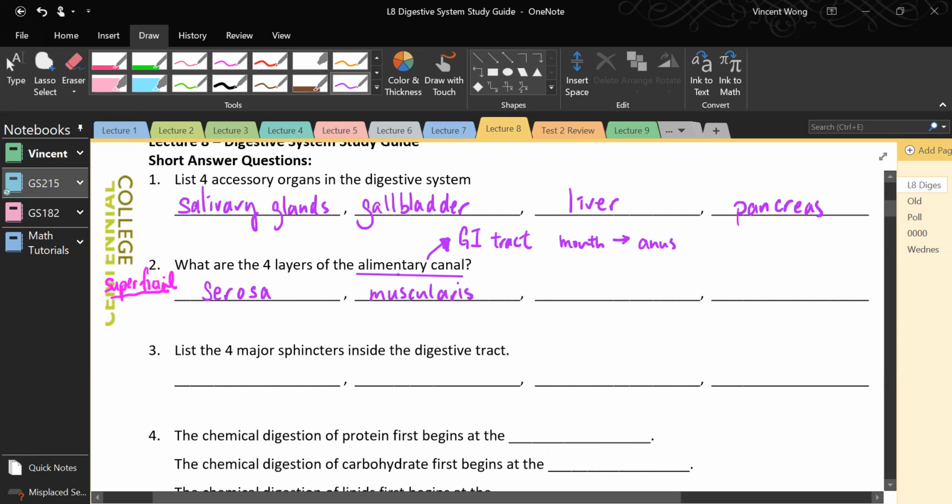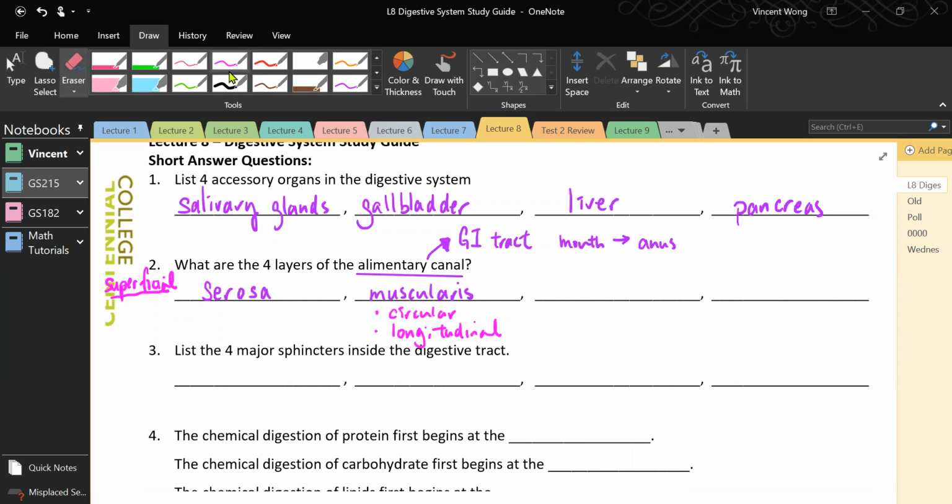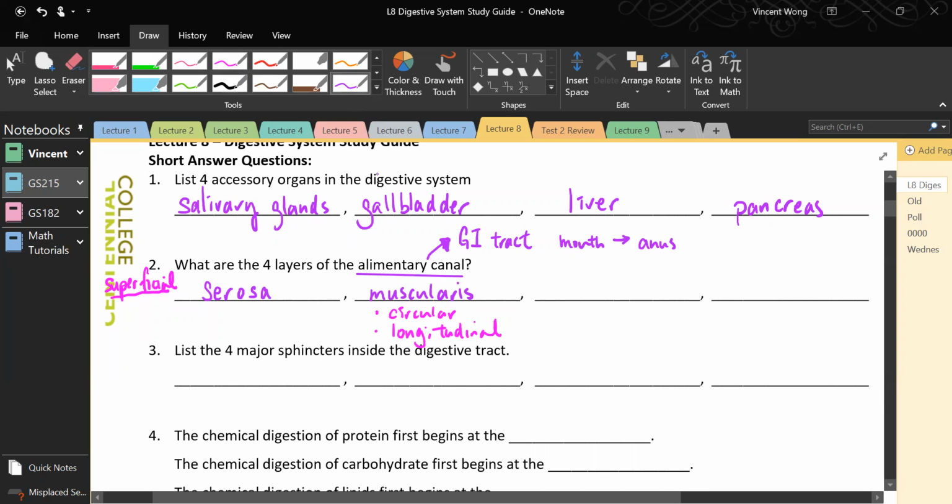Okay, so the muscularis would have 2 separate layers of muscles, right? We have the circular muscle, and we also have the longitudinal muscle. The stomach has an additional layer, the diagonal ones, right? The oblique muscularis. But for the most part, the rest of the GI tract, only 2 layers of muscularis. Of course, as the name implies, that's the layer that will allow the movement of these parts of the GI tract to help push the food forward, for example.